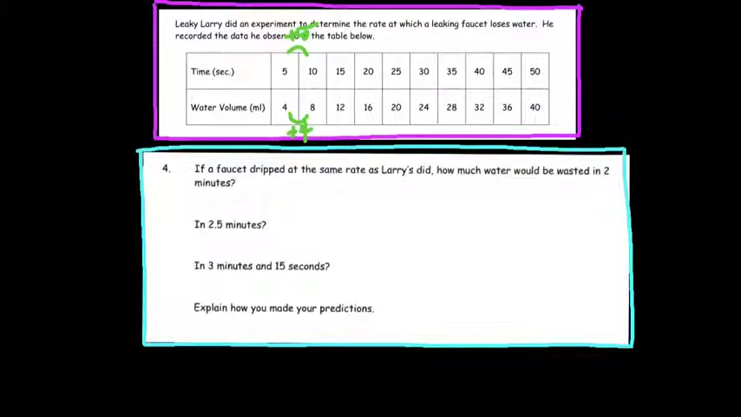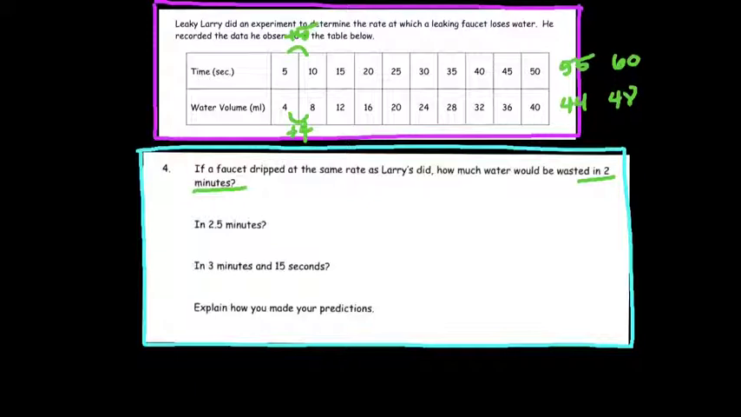Now I want to know how much water would be wasted in 2 minutes. First of all, I know that 1 minute is 60 seconds. I could extend my table out to 60, and it wouldn't have to go that far. Here's 55, and then we would go to 60. That means I'm adding 4 down here, so this would be 44, and then finally 48. So I know that in 1 minute I lose 48 milliliters.